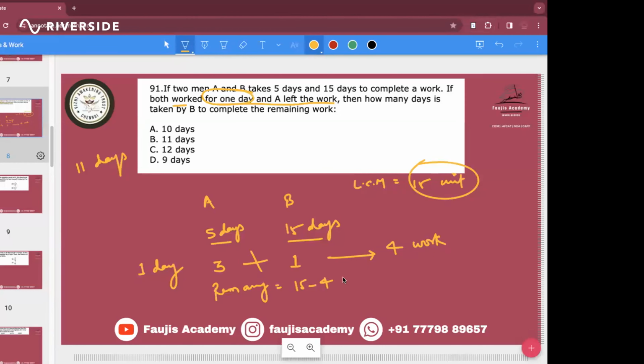15 minus 4, 11 work will be done by whom? B. This chap is left all alone. Then how many days will B take to complete the remaining work? B does 1 work on 1 single day. So how many days will he take to complete 11 work?